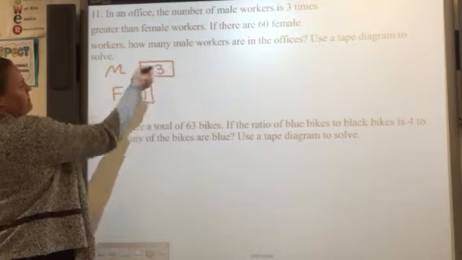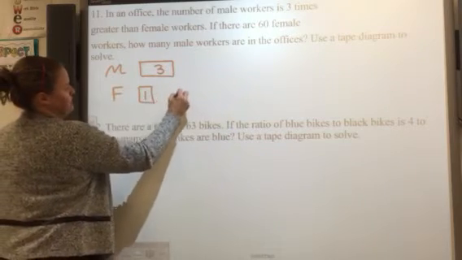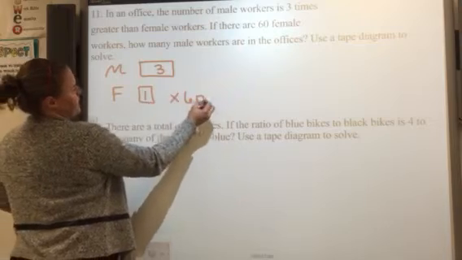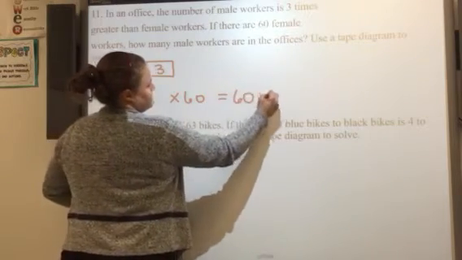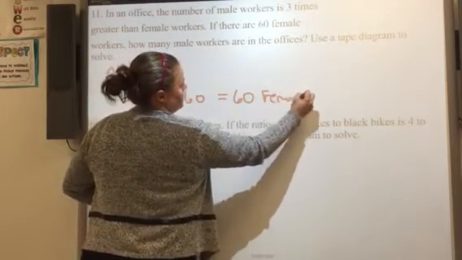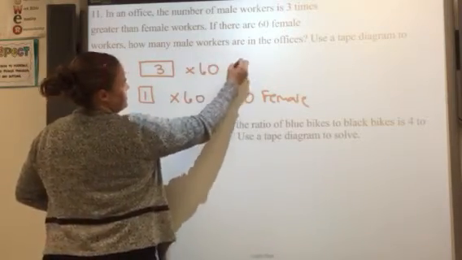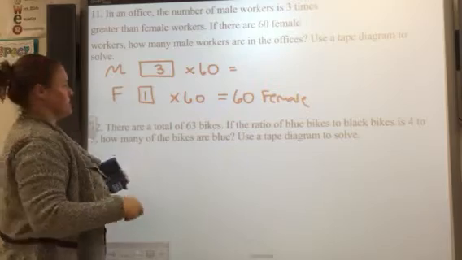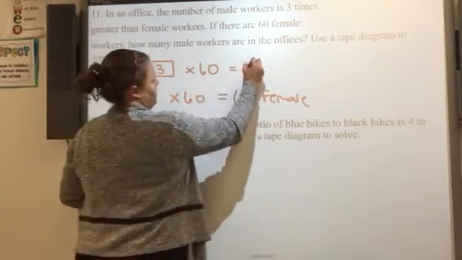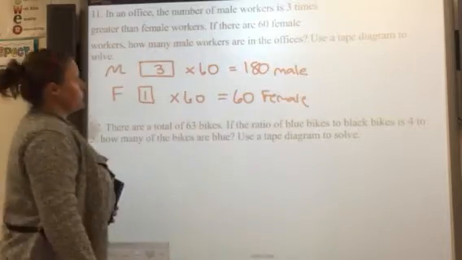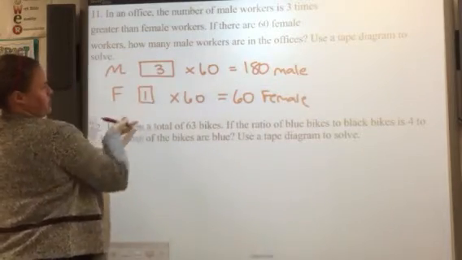So if there's 60 female, so I know this is going to be times 60 because there's only 1 represented right now. So I'm going to do times 60 is going to equal 60 female. I'm going to do the same thing to the top one. So essentially you're supposed to be drawing 60 boxes, but I'm not going to make you do that. This is going to be 100 male. Okay, so again, just showing me the proportion right there.